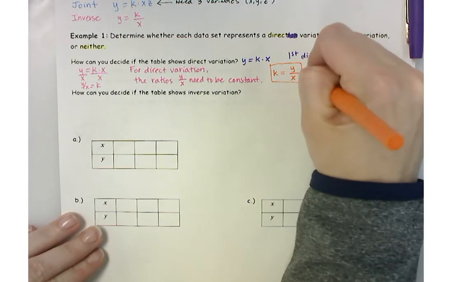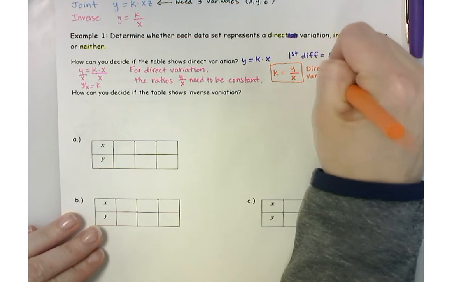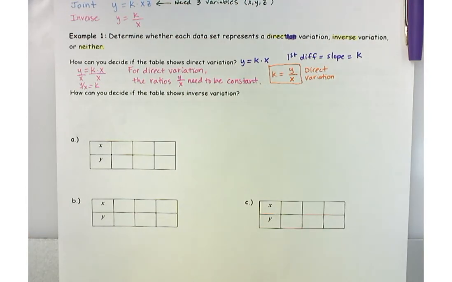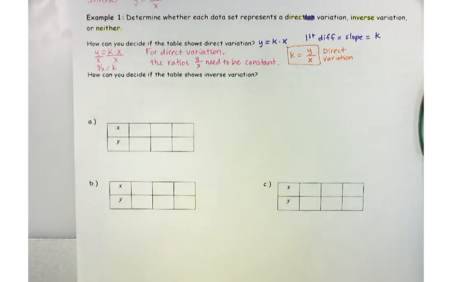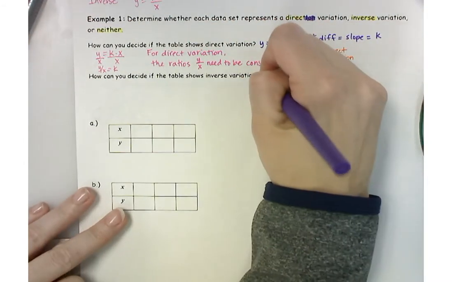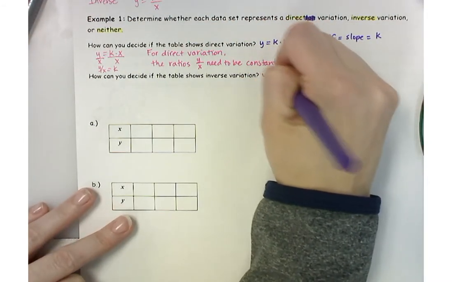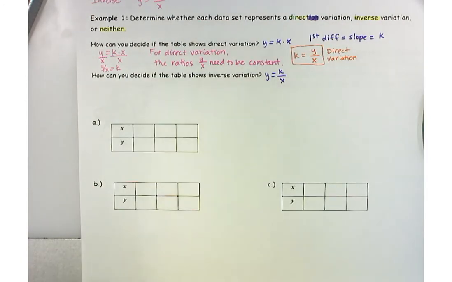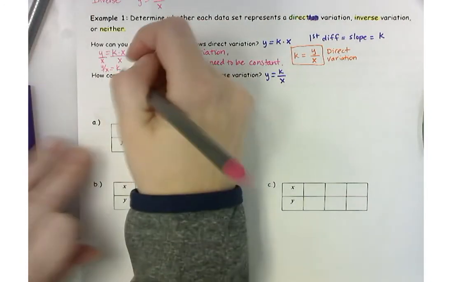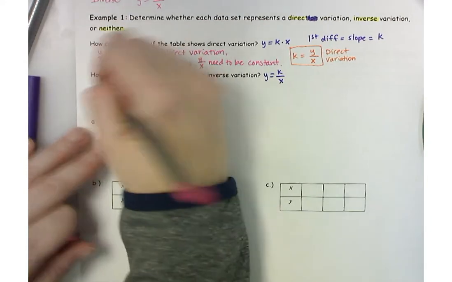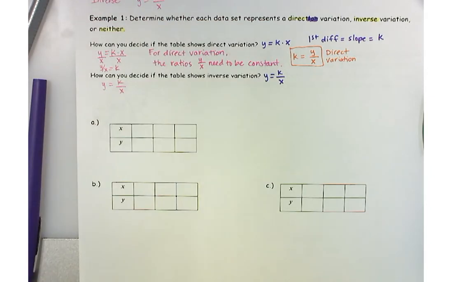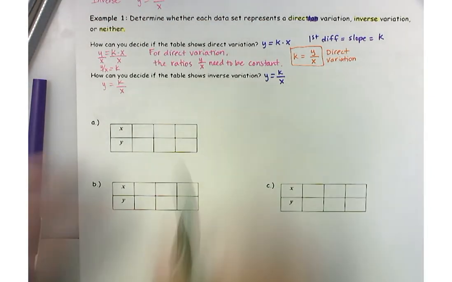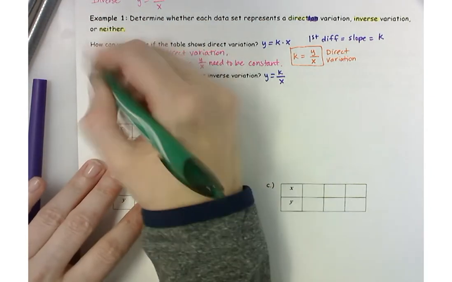Okay, now if it's inverse variation, we start with y equals k over x. So if we want to solve this for k, whenever you have a fraction, to move it over, you need to multiply. So this is x times y. Okay, so in this case, for inverse variation, what has to be constant?